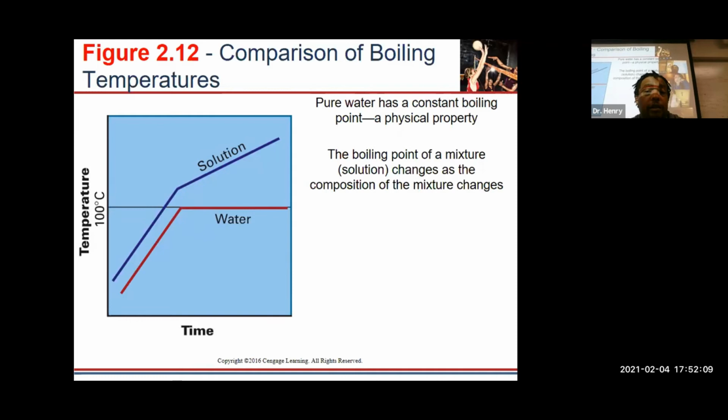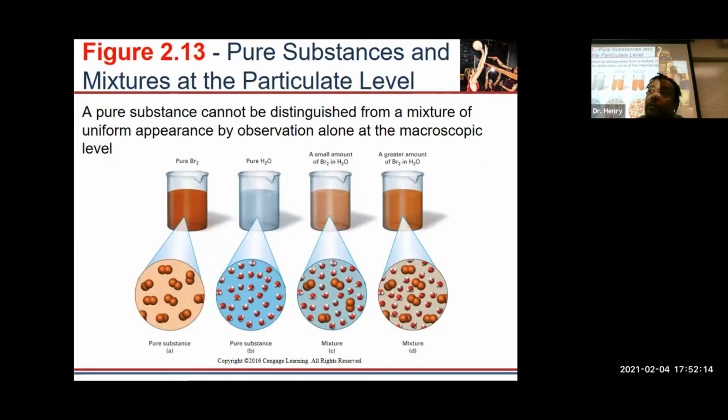Okay, so let's talk a little bit more about those pure substances and those mixtures. Here we have pure bromine. When we make reference to pure, it's only bromine. Here we have pure water, so all of those molecules in there are just H2O. They look like Mickey Mouse ears, right? If we have a mixture, we have bromine and water. Now those two things are not reacting with each other. There's no chemical reaction going on. They're just interacting with each other.